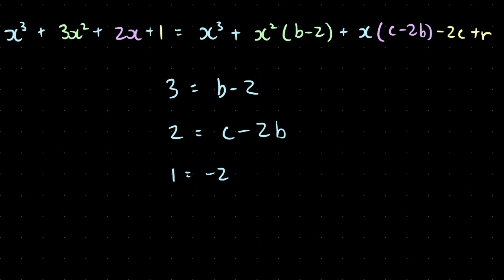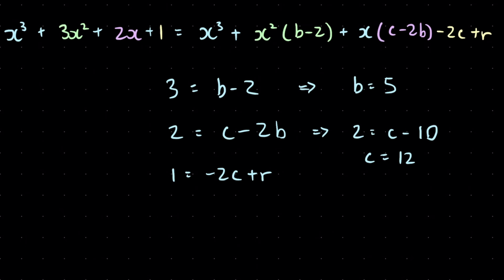Now, looking at these equations, the first one only has one pronumeral, so we can solve this just by moving the 2 to the other side. So we get b is equal to 5. Now that we know that b is equal to 5, we can just sub this value into the second equation. So if we rewrite that, we have 2 is equal to c minus 2 times 5, which is 10. And that means c is equal to 12, just by moving the 10 over.